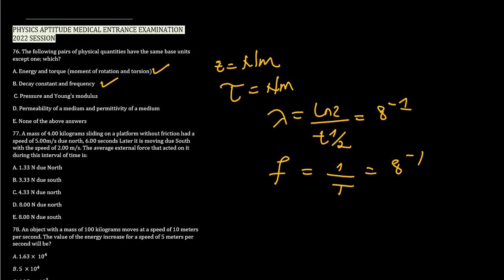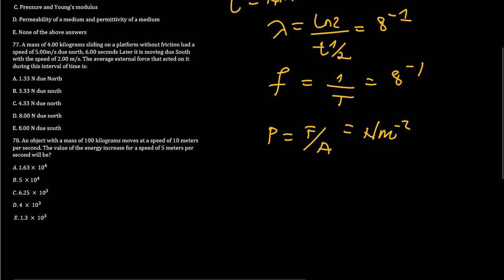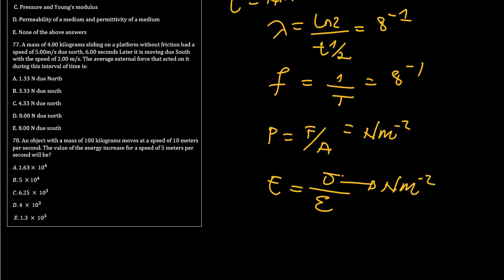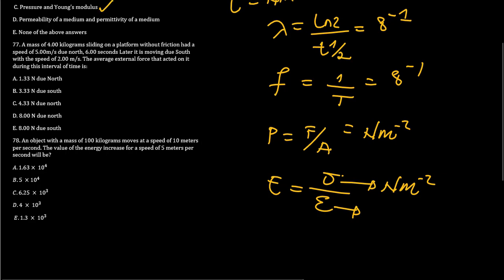So B is correct. C, the pressure and Young's modulus. The pressure is the force per unit area, so it is measured in Newton per meter squared. Also, the Young's modulus E is stress divided by strain. The stress is measured in Pascal, that is the Newton per meter squared, and the strain is unitless. So the option C is correct.